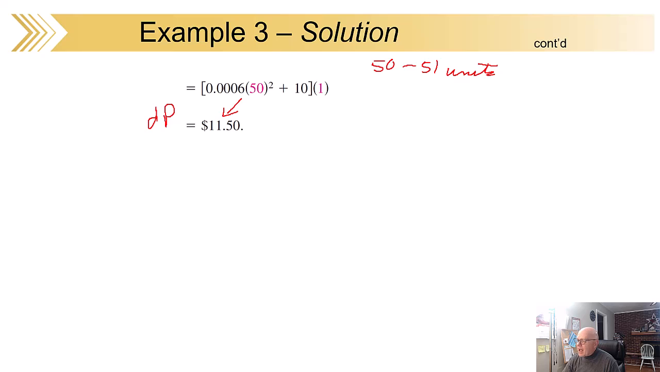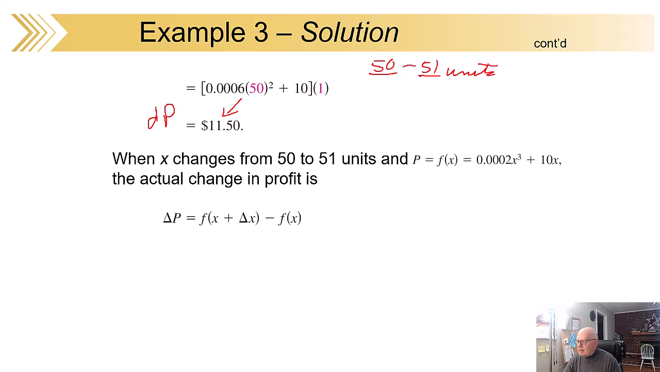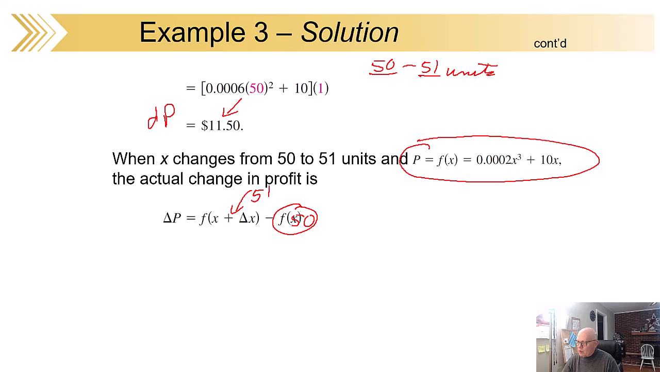Now, what is the actual change from going from 50 units to 51 units? Well, let's see. First of all, this is our original function. We're going to evaluate it for 50, and then we'll evaluate it for 51. That's how it works. And we're going to find out how much extra profit we get from going from 50 to 51 units of whatever we're selling.